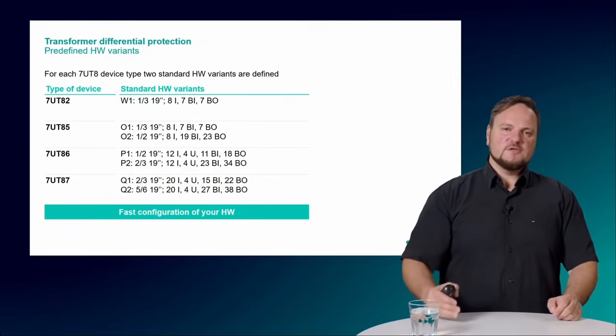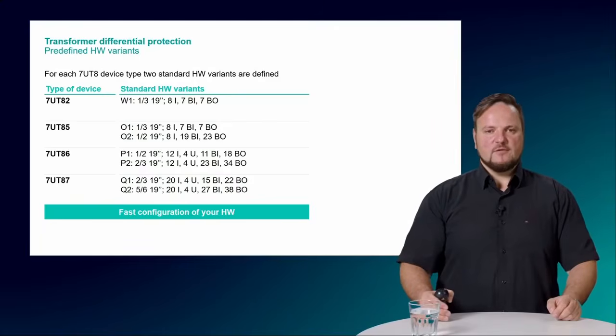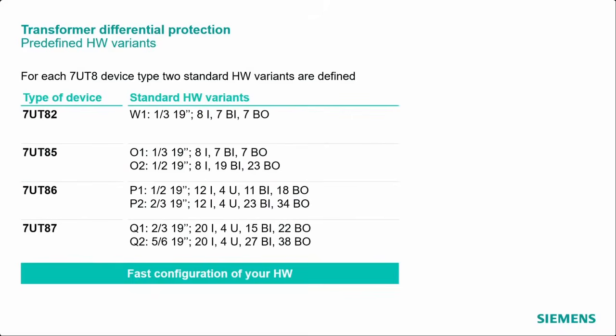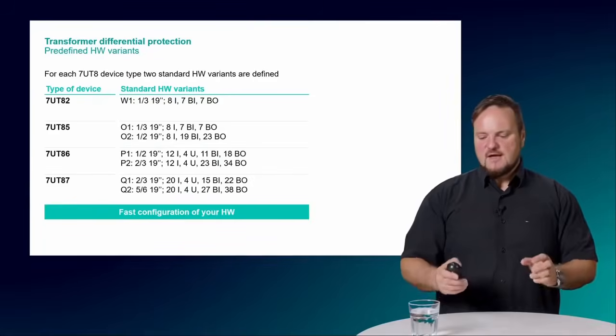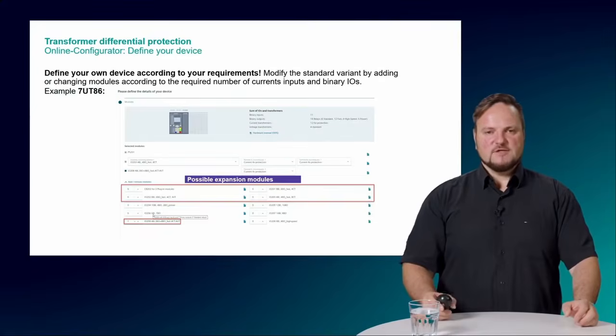So for each device type, we have already predefined hardware variants. You can find these hardware variants when you open the configurator, and you can start with these hardware variants, which is equal to some standard applications in the field. But this gives you only a basis, and you can change these hardware variants as you need for your application.